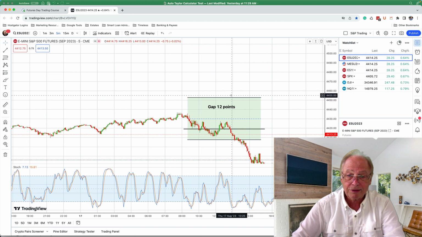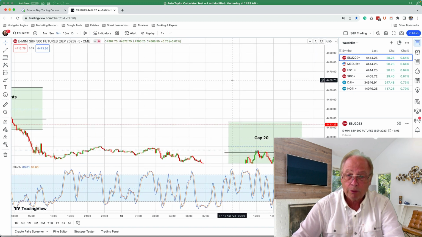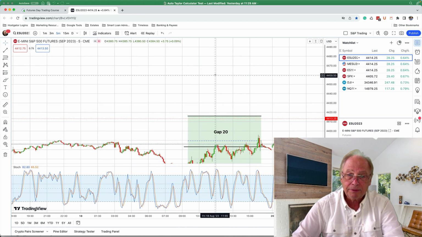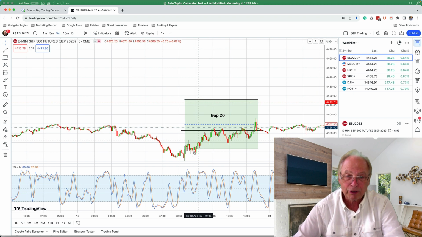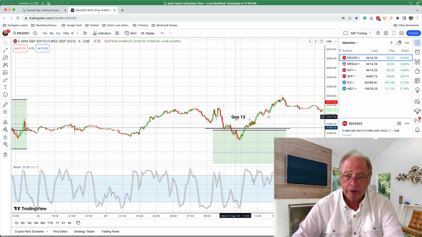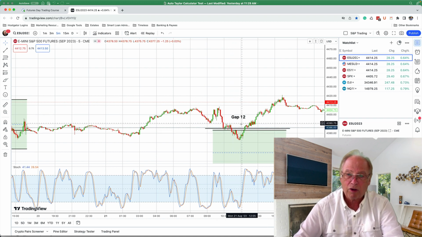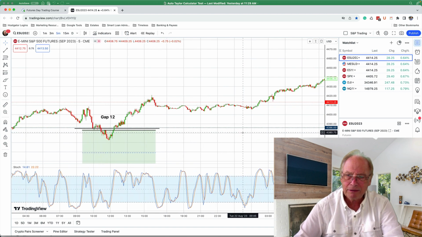Again, on August 17th, prices traded within the trading zone, did close the gap, good for 12 points. On August 18th, the gap was good for 20 points. Again, prices traded within the trading zone. And August 21st, again, prices filled the gap, was good for 12 points. Prices traded within the trading zone for a brief time, but then exited.